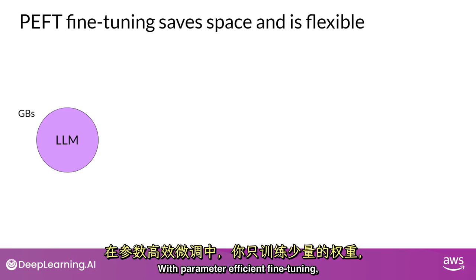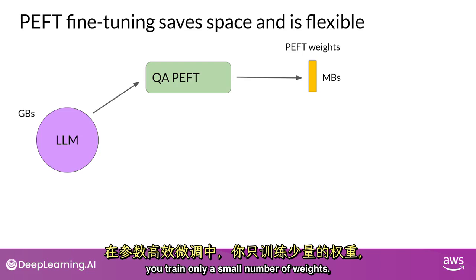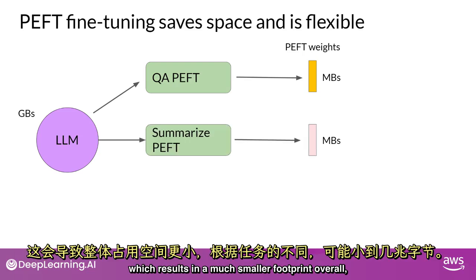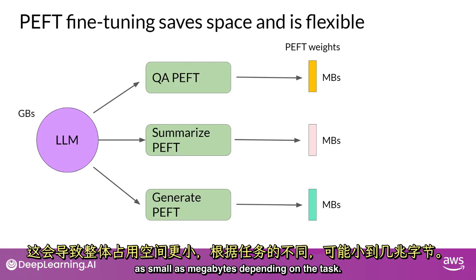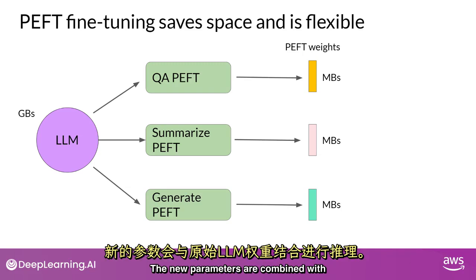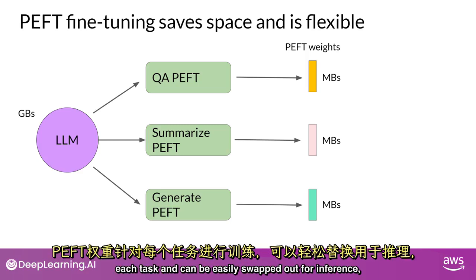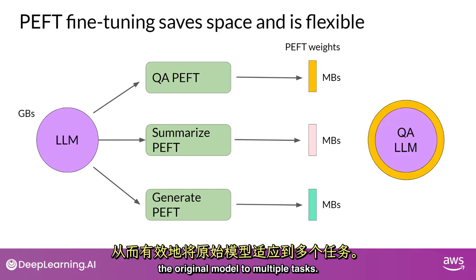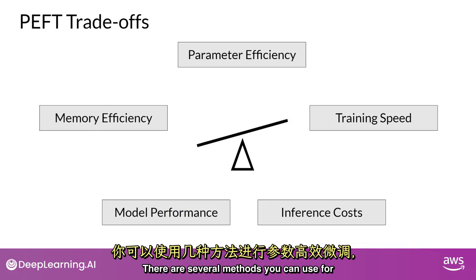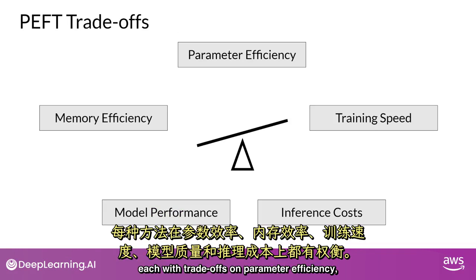With parameter-efficient fine-tuning, you train only a small number of weights, which results in a much smaller footprint overall, as small as megabytes depending on the task. The new parameters are combined with the original LLM weights for inference. The PEFT weights are trained for each task and can be easily swapped out for inference, allowing efficient adaptation of the original model to multiple tasks. There are several methods you can use for parameter-efficient fine-tuning, each with trade-offs on parameter efficiency, memory efficiency, training speed, model quality, and inference costs.